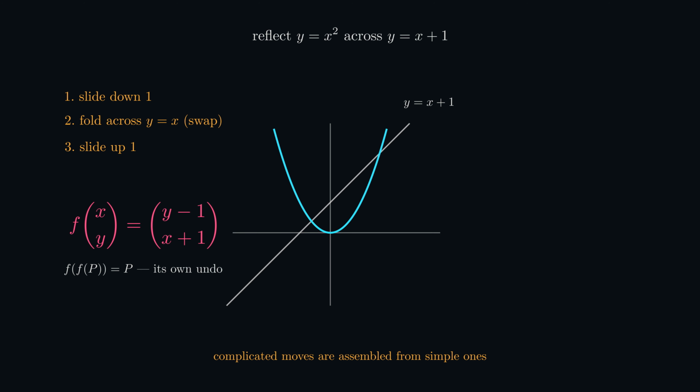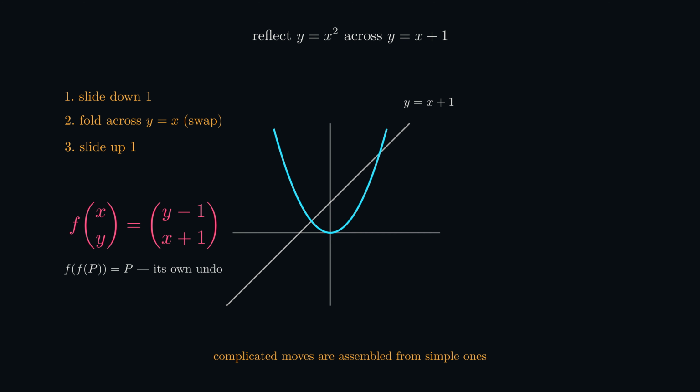Slide back up. Follow a point through the 3 steps. x, y drops to x, y minus 1, swaps to y minus 1, x, rises to y minus 1, x plus 1. So the slanted reflection sends x, y to y minus 1, x plus 1. And being a reflection, it is again its own undo check. Apply it twice and you return exactly to x, y.